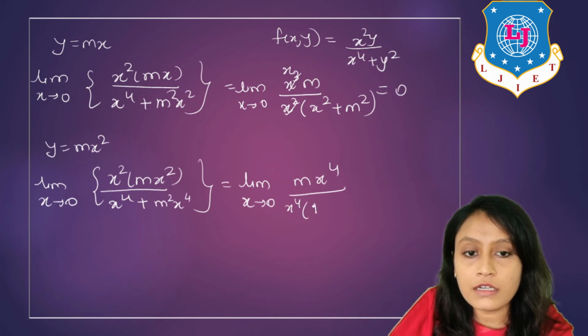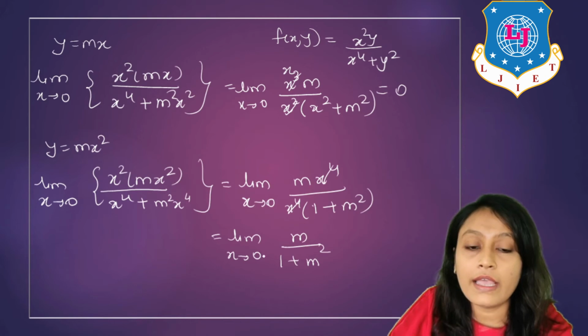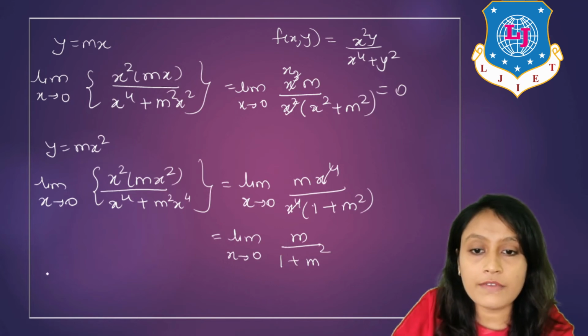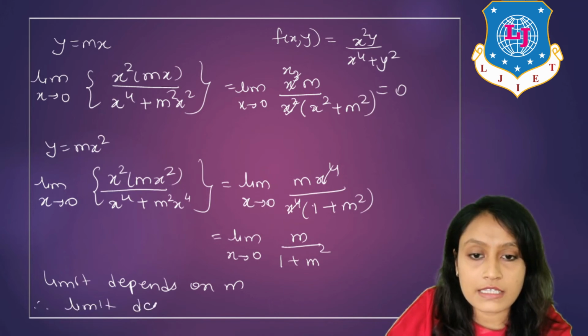So we have 1 plus m square. This x raised to 4 will get cancelled. So what remains is limit x tends to 0, m upon 1 plus m square. Now m can be any value. So if you take different values of m, you will get different answers, right? So we can say that this limit depends on m. Therefore, we can say that the limit does not exist.